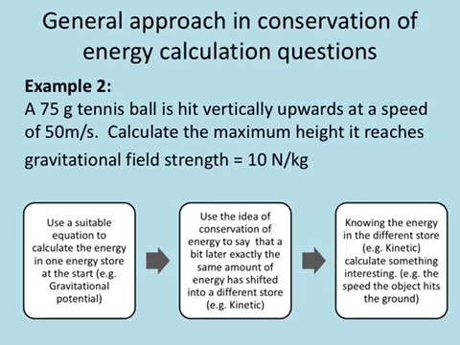Next example for you to try. A 75 gram tennis ball is hit vertically upwards at a speed of 50 meters per second. Calculate the maximum height it reaches if the gravitational field strength is 10 newtons per kilogram. So again, you've got the general method down here. So pause the video and have a go at that question.